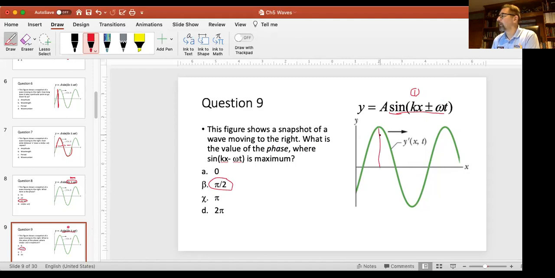So right here, kx minus omega t is equal to pi over 2. And our convention in physics is to stay in radians. I'll tell you, if you ever take an electrical engineering course, they'll go in degrees just because they can. All right, so pi over 2, that's where it's a maximum.